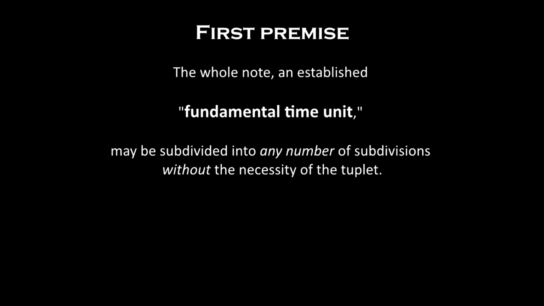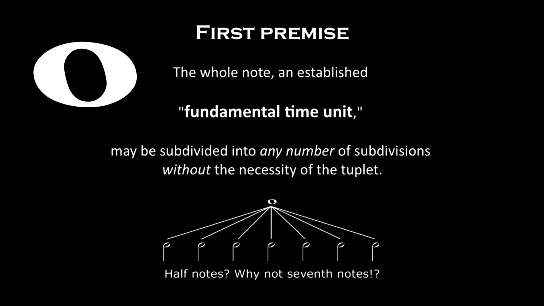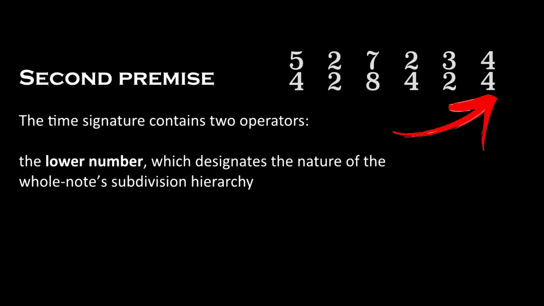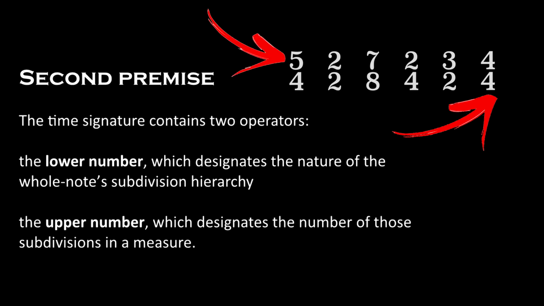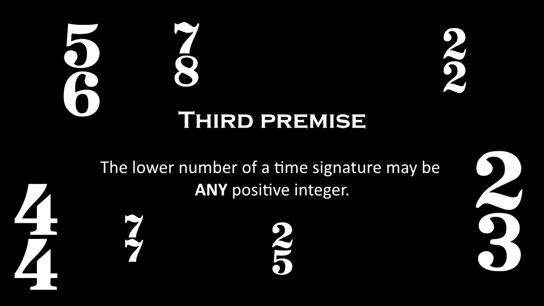From these attempts at rhythmic diversification, we take three fundamental premises. The first premise: the whole note, an established fundamental musical time unit, may be subdivided into any number of subdivisions without the necessity of the tuplet. The second premise: the time signature contains two operators. First, the lower number, which designates the nature of the whole note's subdivision hierarchy, and second, the upper number, which designates the number of those subdivisions which may appear in a measure of music. The third premise: the lower number of a time signature may be any positive integer.